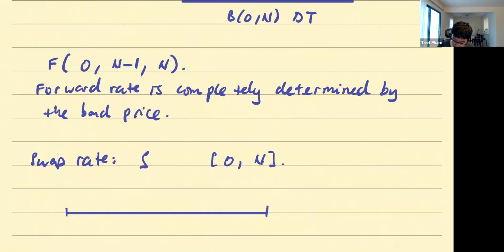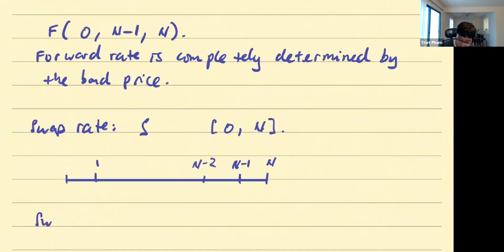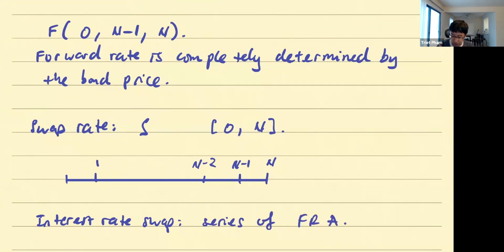A swap, or interest rate swap, is like a series of forward rate agreements. The product is called an interest rate swap, and it is a series of forward rate agreements. Just like a cap is a series of caplets, and a floor is a series of floorlets, an interest rate swap is a series of forward rate agreements.